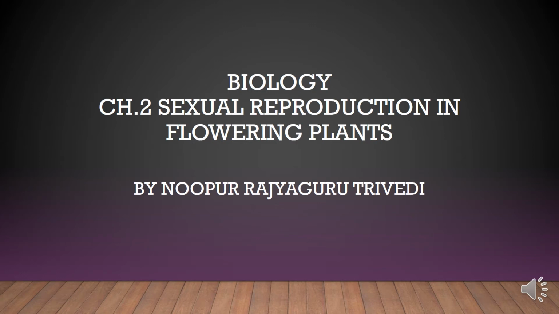As you know, in the last lecture we discussed the stamen, the microsporogenesis and the structure of pollen grain of chapter number 2. Today we will continue this chapter. In this video we are going to discuss the formation and the structure of the pistil, megasporangium, megasporogenesis and the formation of the embryo sac, or we can say the female gametophyte.